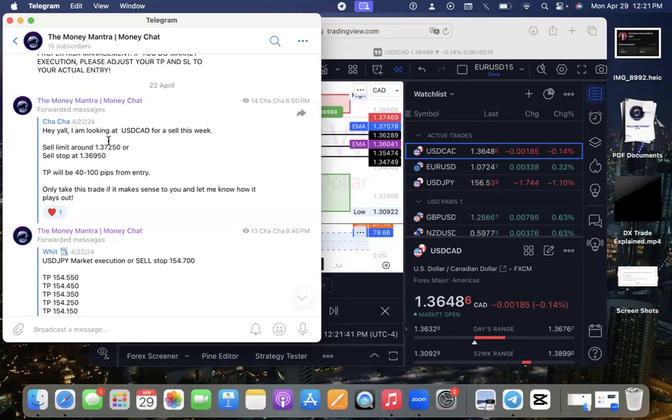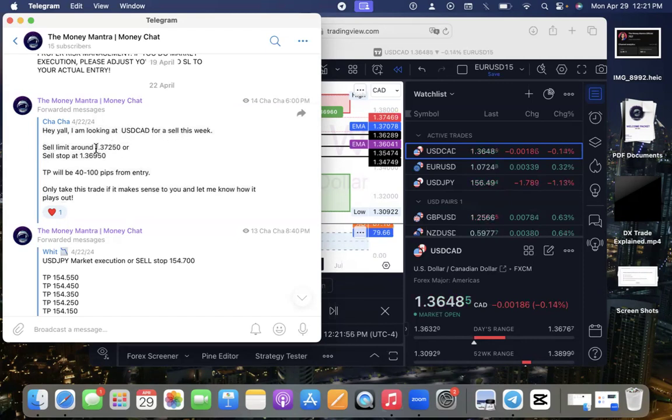So in today's quick video, we're going to be doing a trade breakdown, and this is going to be for USD versus CAD. As we can see from this little piece of text here, I said I was looking at USD CAD for a sell for the week.